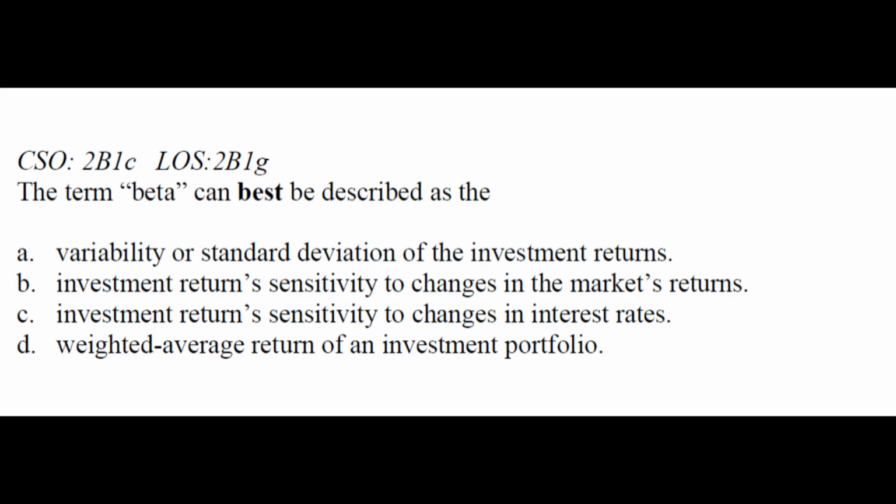Exam tip. Remember that beta measures systematic market risk, while standard deviation measures total risk. In CAPM, beta determines the required return because investors are compensated only for systematic risk that cannot be diversified away.